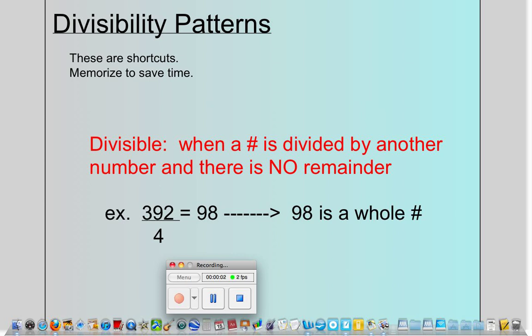All right, today we're going to talk about divisibility patterns and what these are. They are shortcuts, and if you memorize them, you're going to save a lot of time when you're multiplying, dividing, and many other things in the world of mathematics.